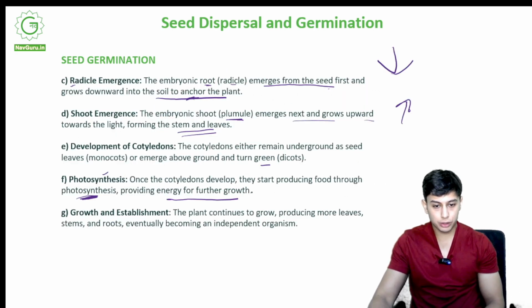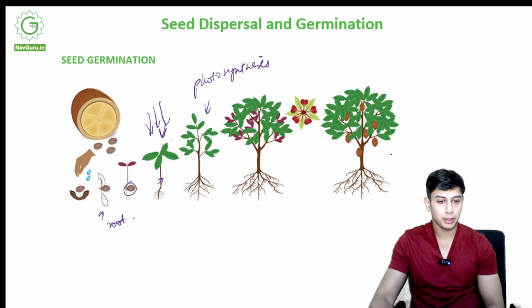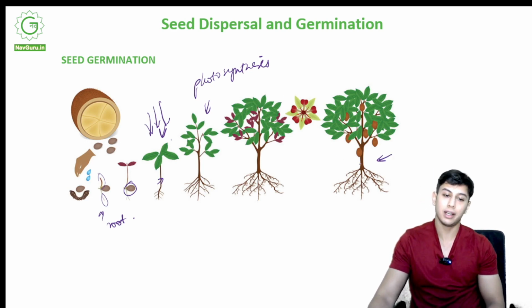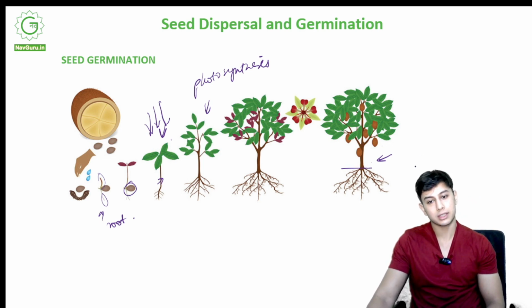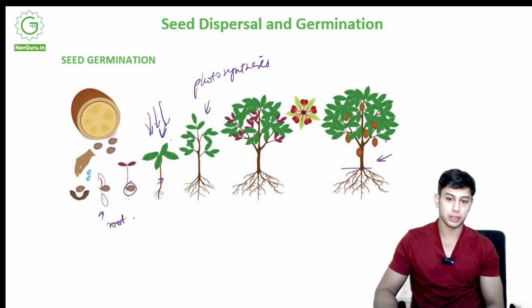The plant continues to grow, producing more leaves, stems and roots, eventually becoming an independent organism. So now it has become an independent organism which will later have its own flowers, its own fruits, right? Flowers are what develop into fruits. After this the seeds will also disperse somewhere. So that was seed dispersal and germination.